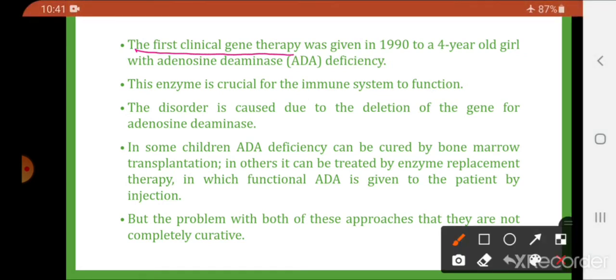The first clinical gene therapy was given in 1990 to a 4-year-old girl with adenosine deaminase deficiency. So the first gene therapy was given to a 4-year-old girl who was suffering from ADA, that is adenosine deaminase deficiency. Now ये जो जीन है बेसिकली ये एंजाइम है. ये जो एंजाइम है it is very very important for the immune system to function. अगर ये जीन्स फंक्शनल नहीं है तो लिम्फोसाइट्स का जनरेशन प्रॉपर होगा नहीं, और लिम्फोसाइट्स प्रॉपर नहीं यानी इम्यून सिस्टम डिफेक्टिव रहेगी. So a person with ADA deficiency will have immunological problems.